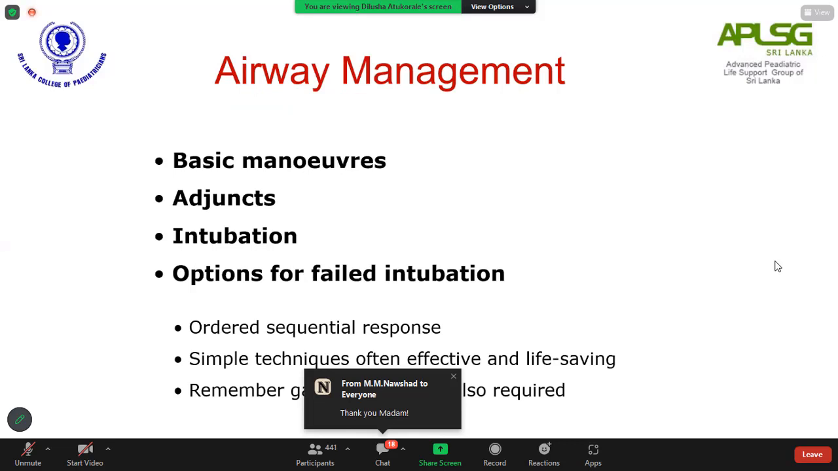During the lecture today, we will be discussing the following aspects of airway management in a child: the basic airway opening maneuvers, the airway adjuncts, the steps of intubation, and options for failed intubation. This will include the ordered sequential response and the simple techniques which are effective and life-saving, and also the other important steps that we can take when there's a failed intubation.